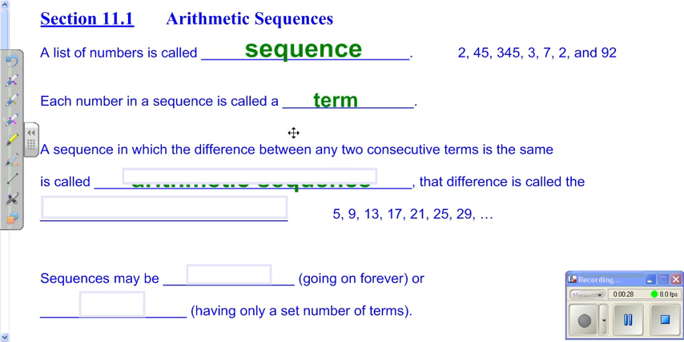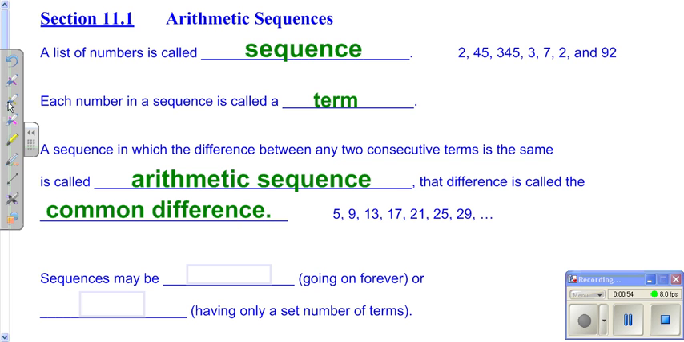A sequence that has a common difference between consecutive terms is called an arithmetic sequence. What do I mean by common difference between consecutive terms? Well, when you look at this one here, to go from 5 to 9, you go up by 4. To go from 9 to 13, you go up by 4. To go from 13 to 17, you go up by 4. That's referred to as that common difference.